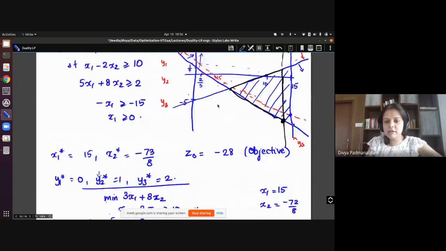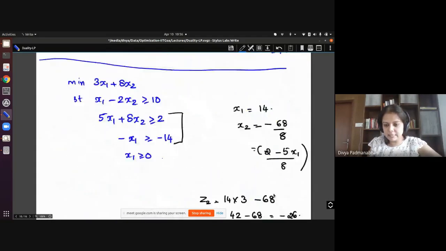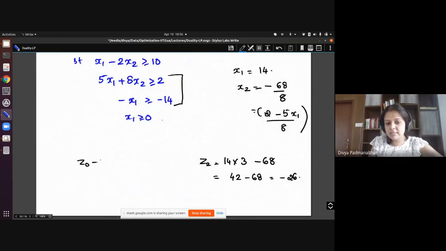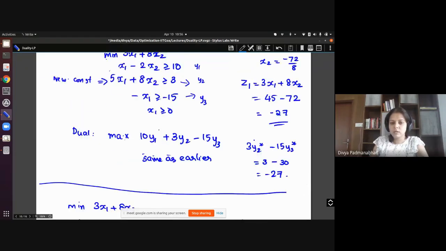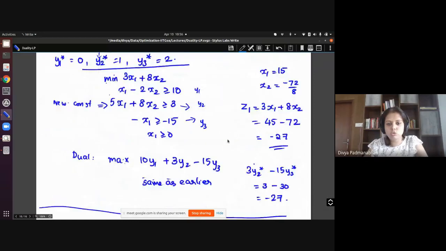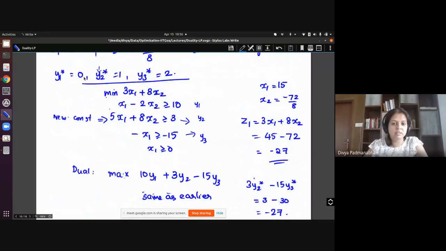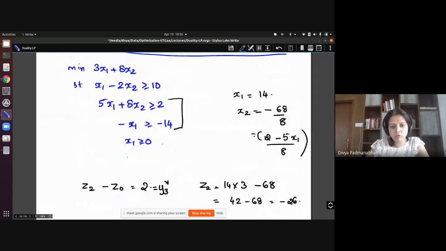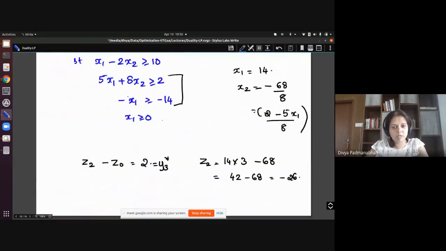And so the original value Z0 was minus 28. So Z2 minus Z0, the new objective minus Z0, gives you exactly 2. And this is equal to Y3 star, right? Okay, so you can verify that here too, the same solution, y1, y2, y3 equal to 0, 1, and 2, is optimal for the dual of this problem as well.